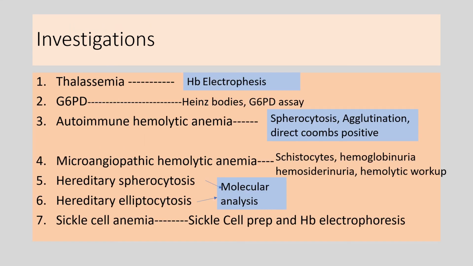In thalassemia, hemoglobin electrophoresis gives the diagnosis. In G6PD deficiency, Heinz bodies and the G6PD assay. In autoimmune hemolytic anemia, there is spherocytosis and agglutination, and the direct Coombs test would be positive. In microangiopathic hemolytic anemia, schistocytes would be found in the blood film; hemoglobinuria, hemoglobinemia, hemosiderinuria, and hemolytic workup are important.